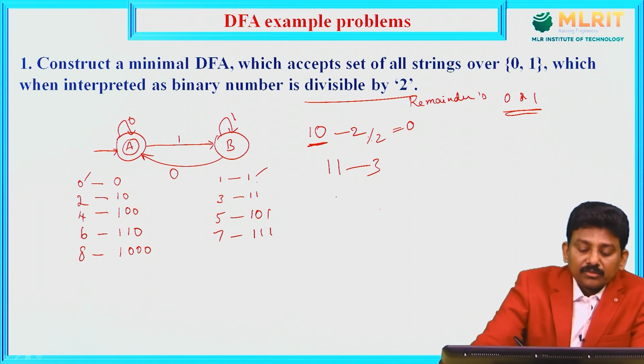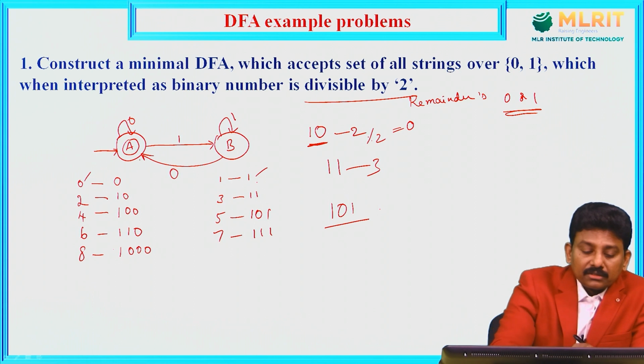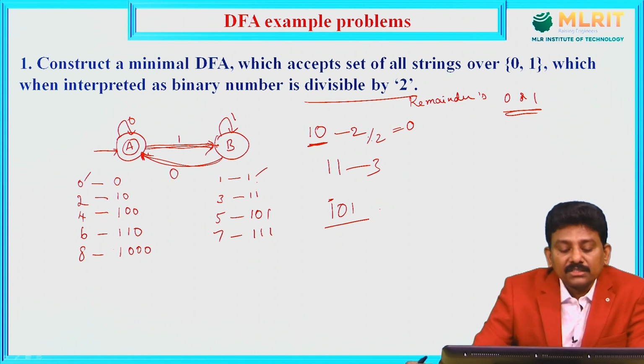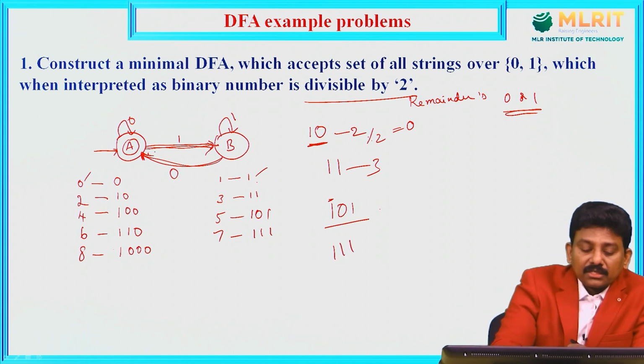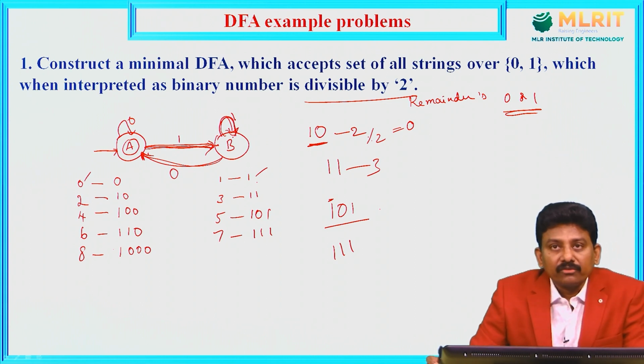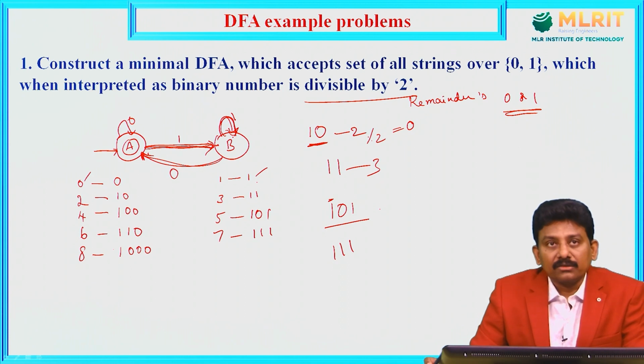Like that, take any combination, 101, that is 5, 5 by 2, remainder 1. From the initial state, the first symbol is 1, I go to B, next symbol is 0, I go back to A, next symbol is 1, I go to B, which is a non-final state, remainder 1 state. If you take 111, start with A, 1 goes to B, 1 stays in B, 1 stays in B. This diagram will work for any binary number divisible by 2.